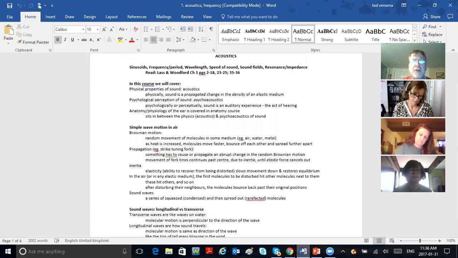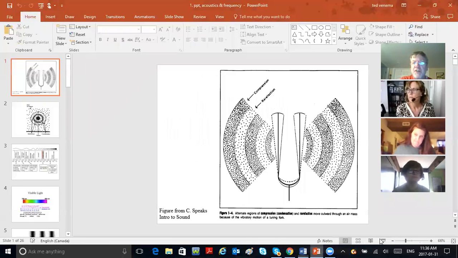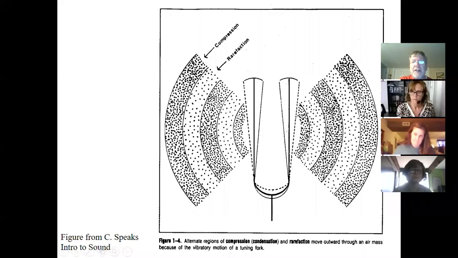Propagation. Strike a tuning fork. Something has to cause or propagate an abrupt change. The movement of the fork tines, the movement of these guys that I'm looking at right here, this tuning fork, the movement of these tines back and forth, it continues past the center. You can just see that here. It goes past the center. And it goes back over here, back over here, back over here, until it stops moving. Okay, that's basically it.